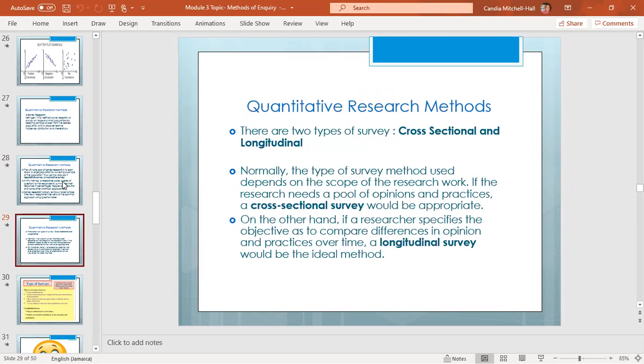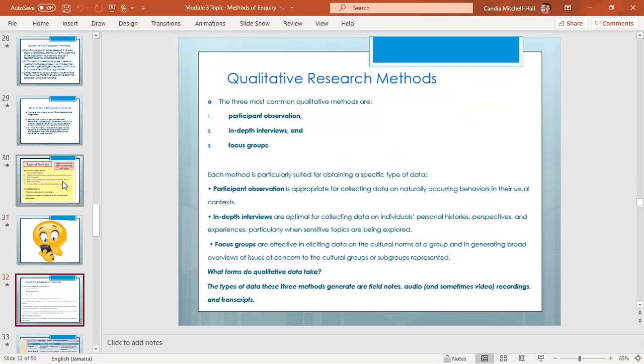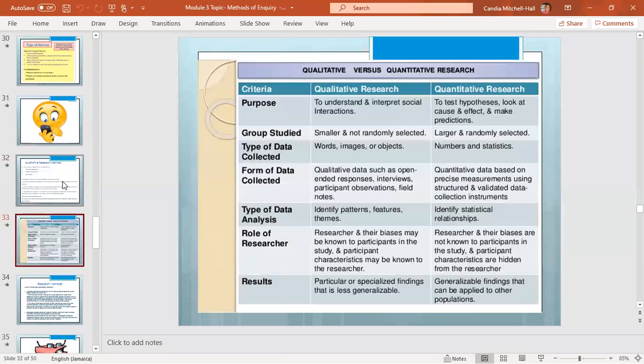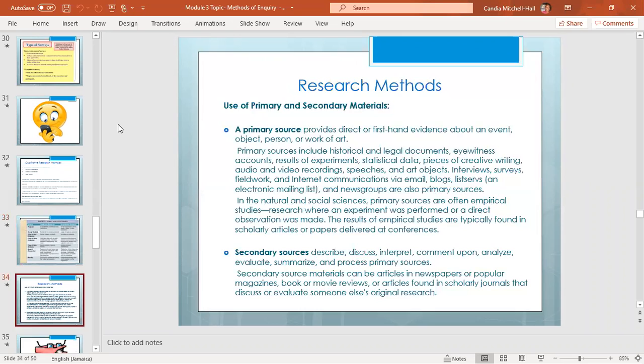Another one is qualitative research, which involves participants' observation. So you go and you observe, you have in-depth interviews, or you can also have focus groups. I think most of us know already about the interviews. So let's look at the other research method.